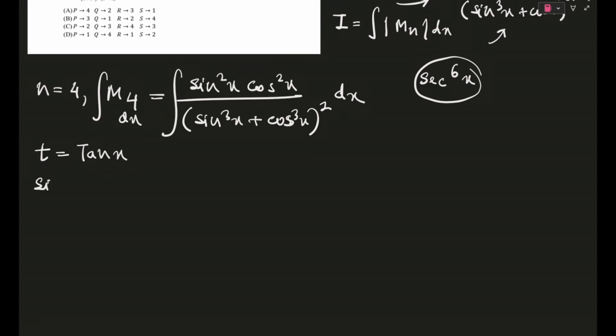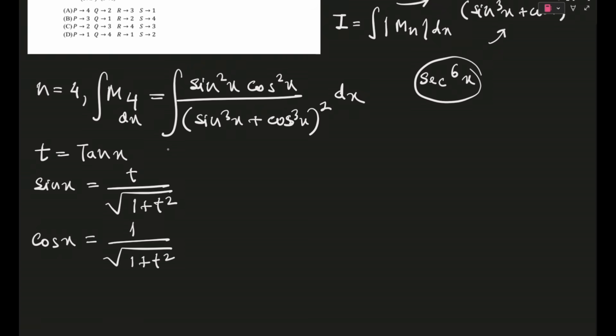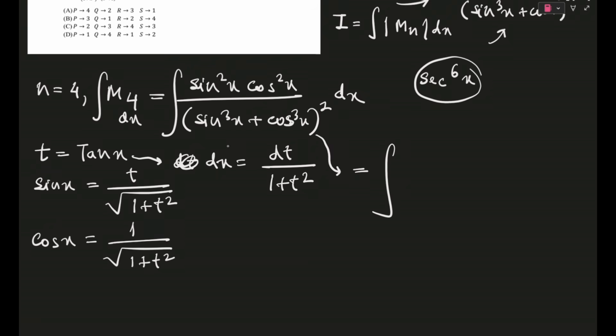From here we will get sin x to be small t by root 1 plus t square, and cosine x to be 1 by root 1 plus t square. Very obviously, on differentiating this, not dt, dx. Since x is tan inverse t, dx will be dt by 1 plus t square. I hope no confusions.